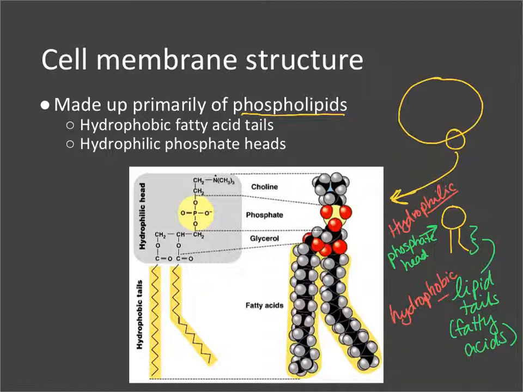And this is really important because it basically determines what can cross the cell membrane and what can't. And it also determines what the cell membrane looks like. So on the next slide, I believe we're going to take a look at that cell structure a little bit more, or the cell membrane structure a little more closely.